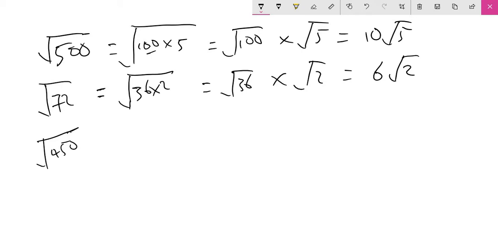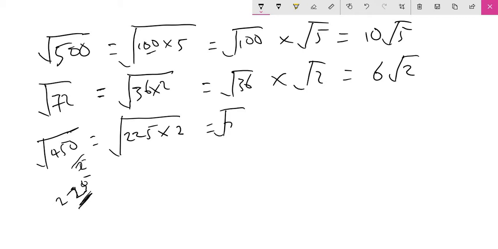Root 450. Now sometimes it can be, let's see, 450. So again, you can divide by 5. I think if you divide by 5, you get 90. 90 is not a perfect square. You can then divide by, I think, 2. You get 225, and this is a perfect square. So again, you use your calculator to play around with it. So you have 225 times 2. And this gives root 225 times root 2. Root 225 is 15. So this gives 15 root 2. Alright.